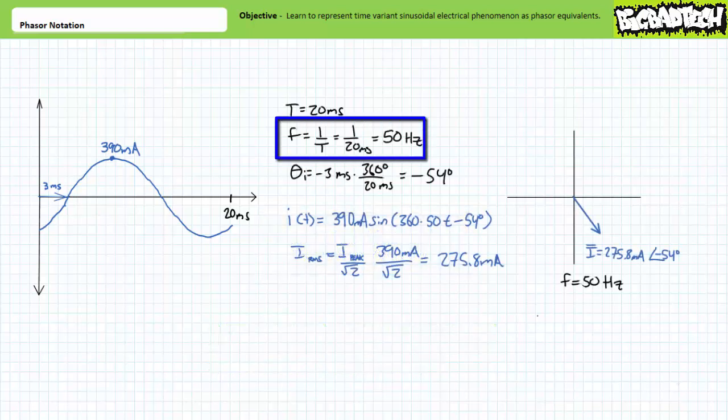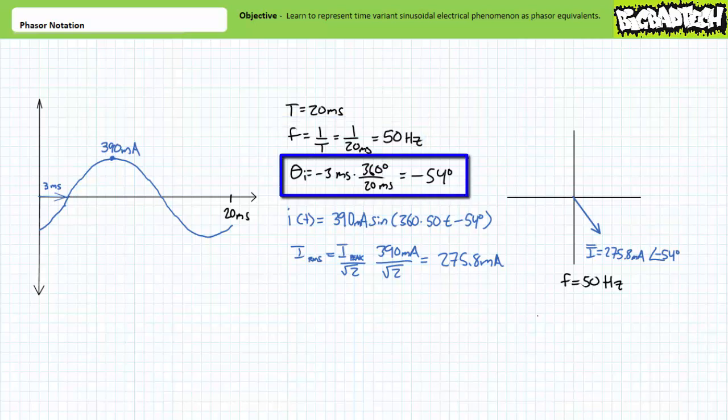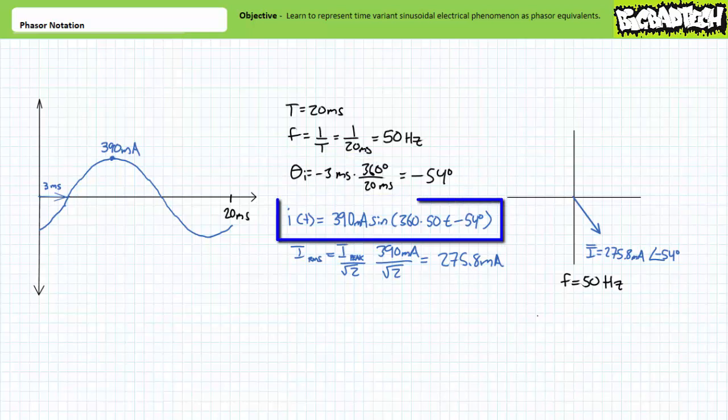Given a period of 20 milliseconds, this current waveform has a frequency of 50 Hz. Given the waveform is lagging our previously agreed upon reference by 3 milliseconds, this corresponds to a phase shift of approximately negative 54 degrees. Therefore, this current waveform has a time-variant expression of i of t equals 390 milliamperes times the sine of 360 times 50 times t minus 54 degrees.